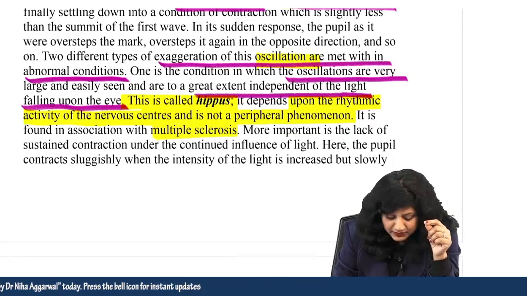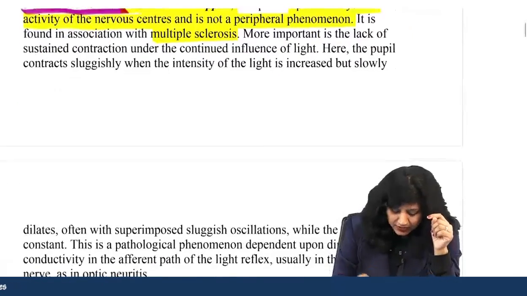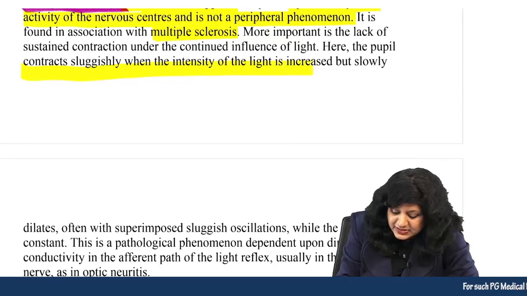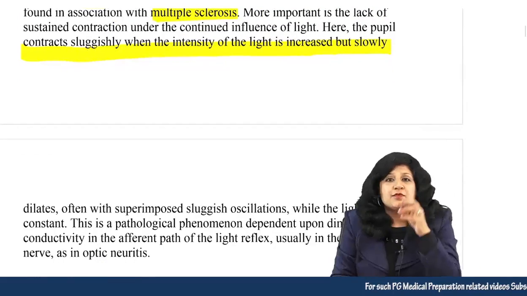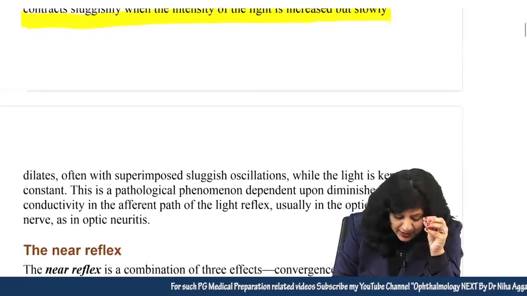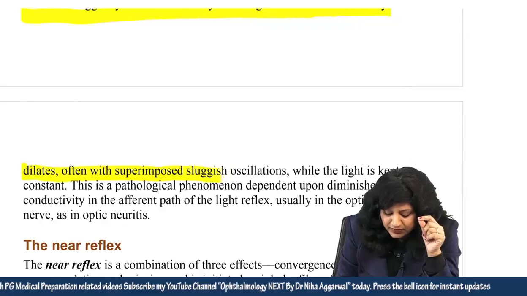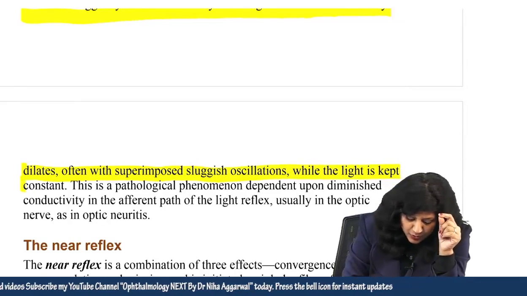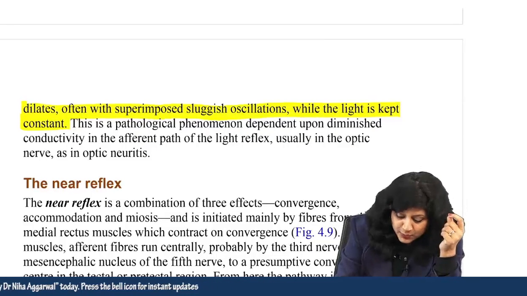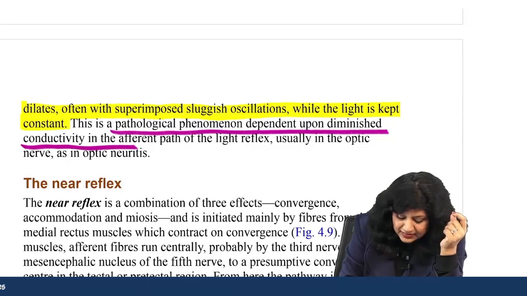More important is the lack of sustained contraction under the continued influence of light. Now, what they are saying is that here the pupil contracts sluggishly when the intensity of the light is increased. When I am increasing the light intensity, it is contracting very, very sluggishly, but slowly dilates. This is often superimposed with sluggish oscillations while the light is kept constant. So this is not normal, obviously, and this is a pathological phenomenon which is dependent upon diminished conductivity in the afferent pathway of the light reflex.